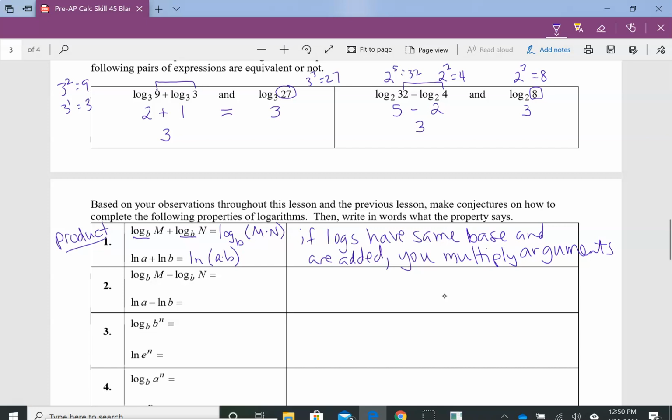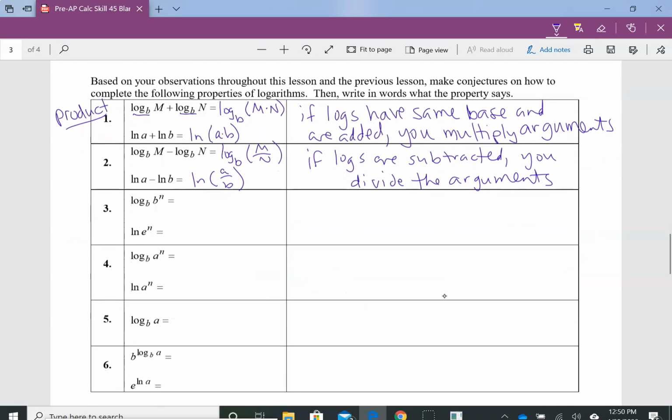Okay. And the next one, we saw if we were subtracting the logs, we could divide them out. So this would be log base b of m divided by n, or natural log of a over b. So if logs are subtracted, you divide the arguments. And I call that the quotient property because you'll be doing division.